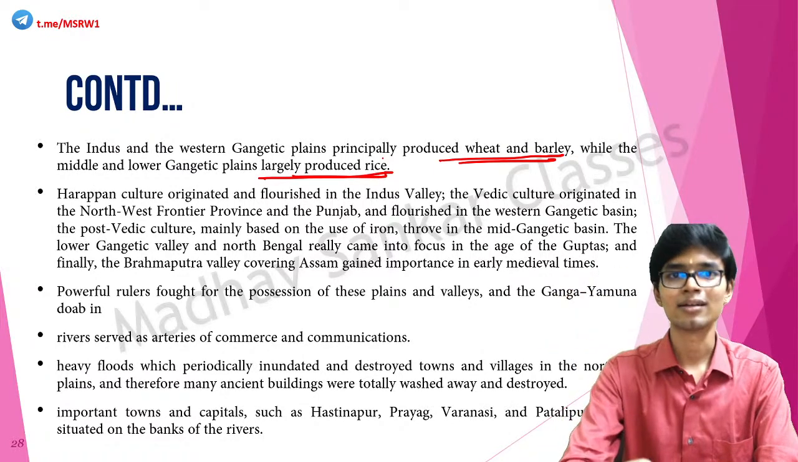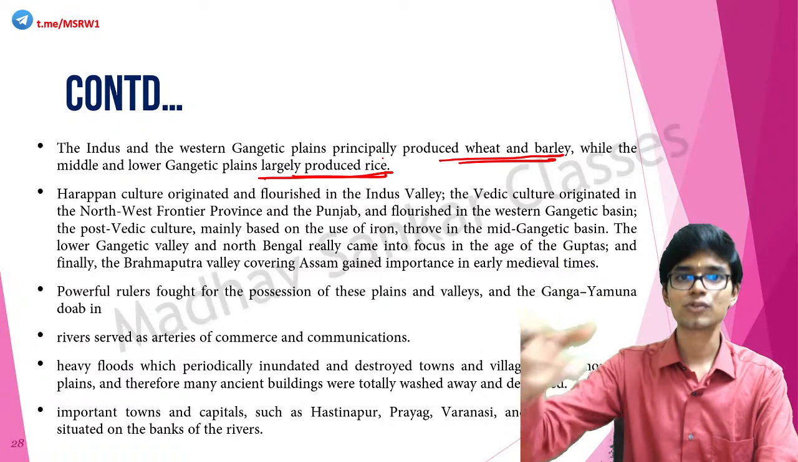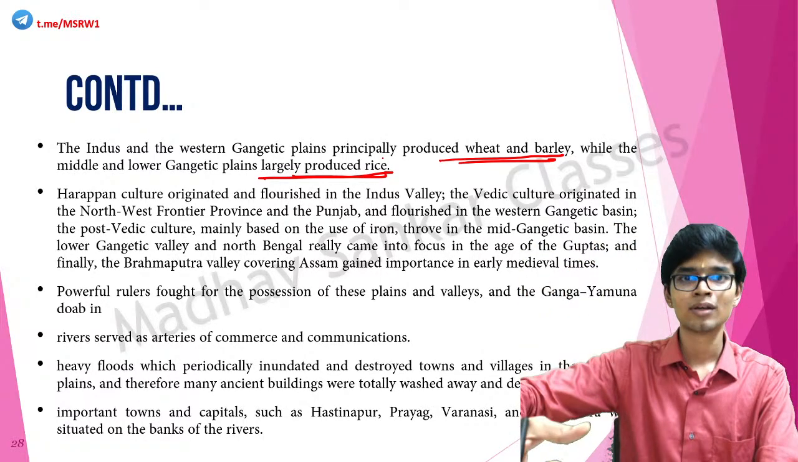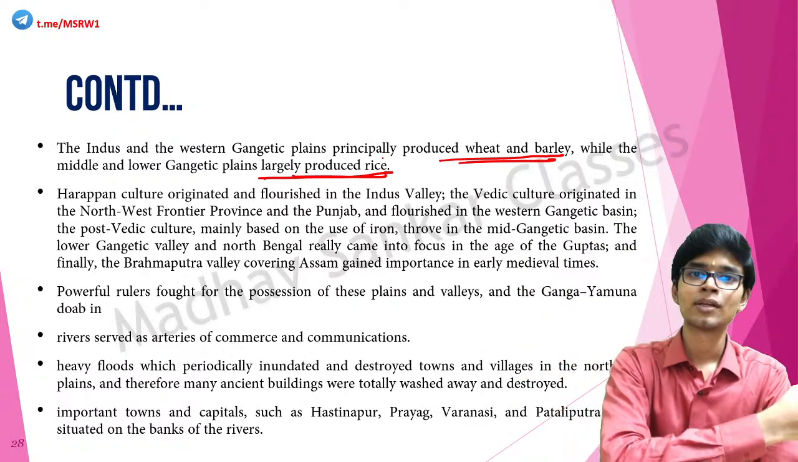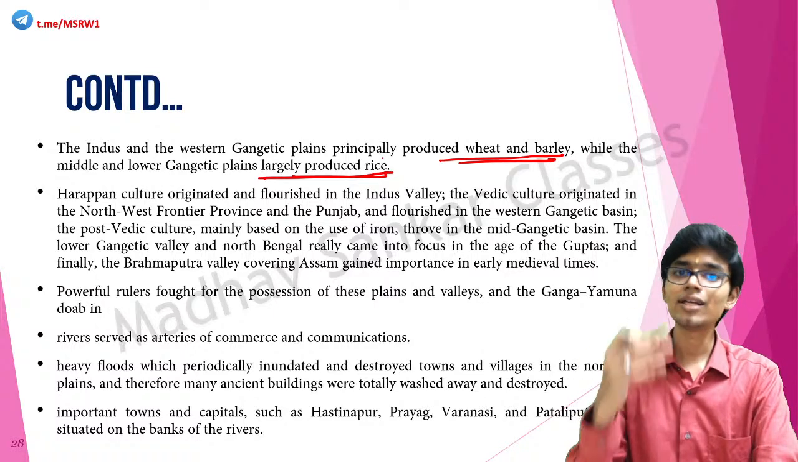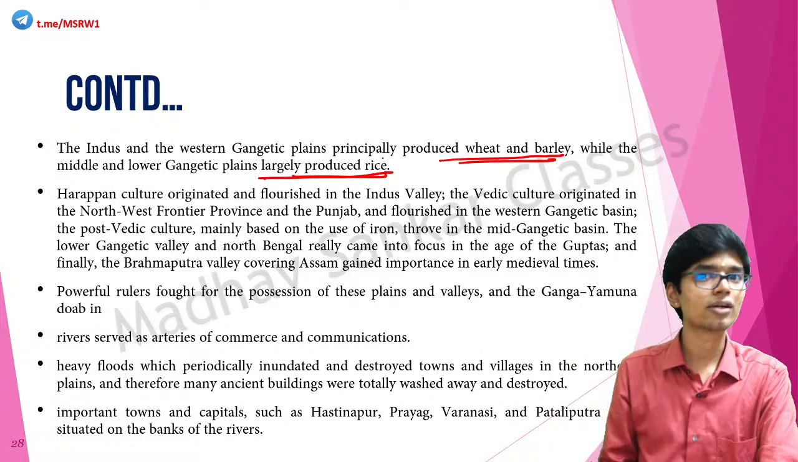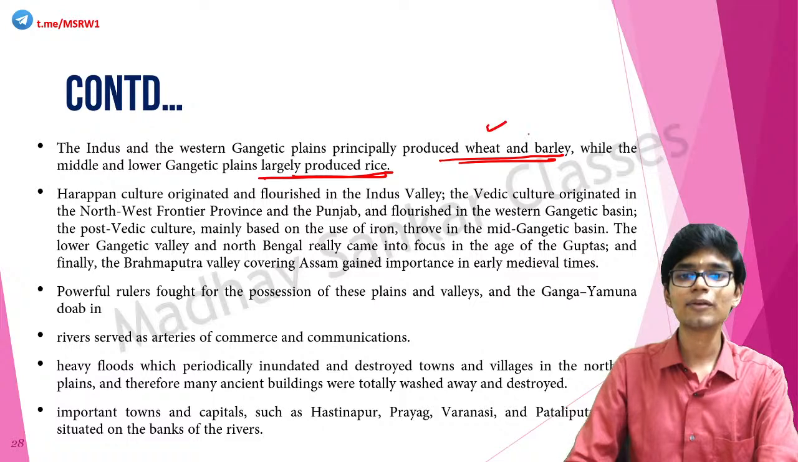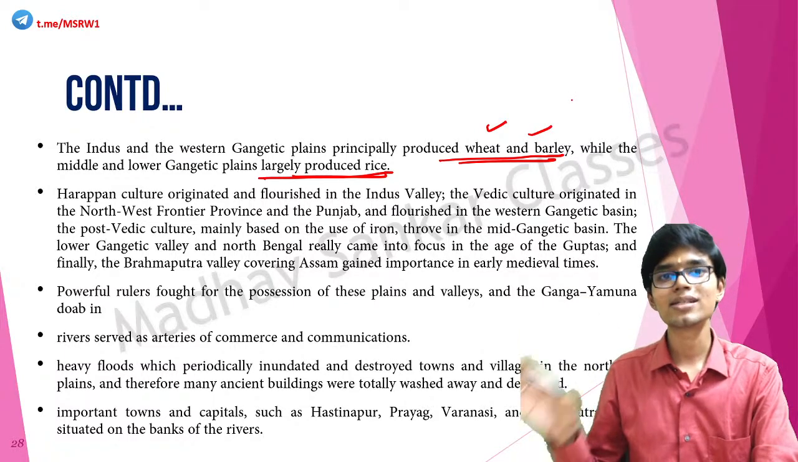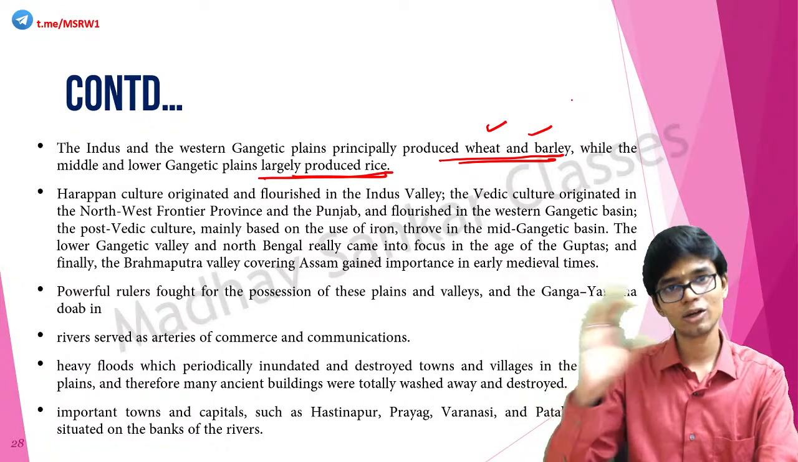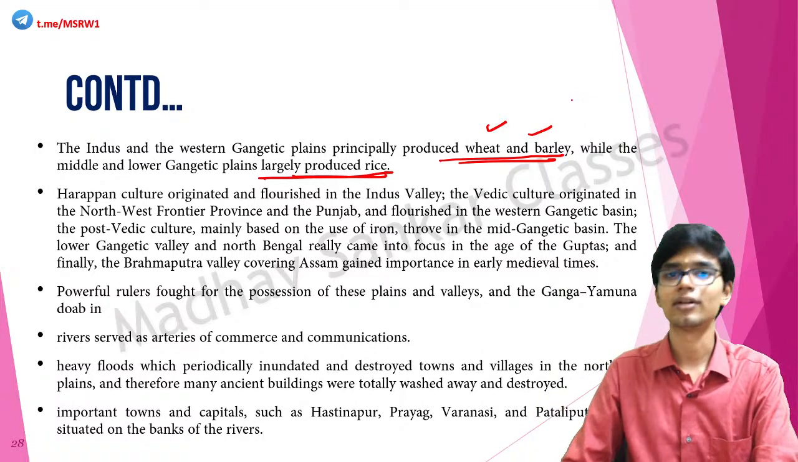Why? Same reason. Rice is a water-intensive crop, so you need huge amounts of water, which was not available in Northwest India. So in Northwest India, comparatively, a crop that uses less water was used. So wheat and barley were the preferred crops. But in the Middle Gangetic basin and Lower Gangetic basin, plenty of water is there, so you can afford to cultivate rice. That's it.